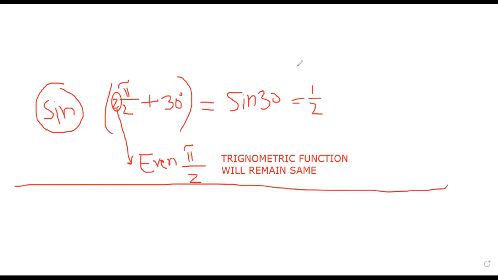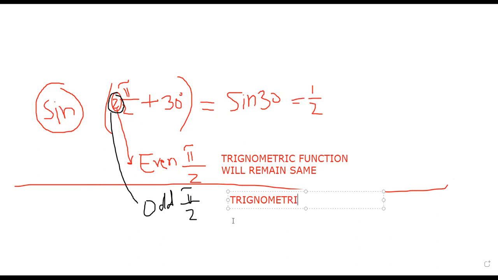The second thing is that if this is an odd multiple of pi over 2, then the trigonometric function will convert into its co-ratio, or you can say co-function.